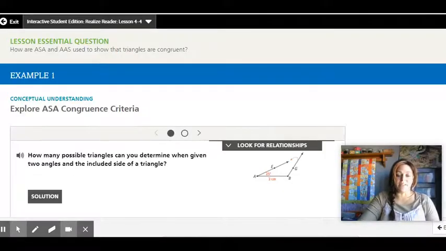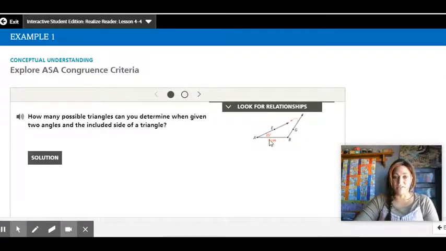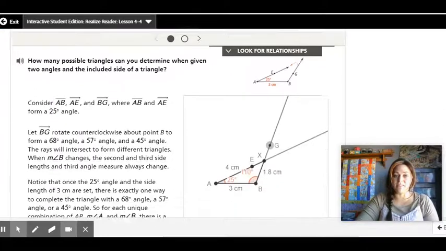Example 1. Angle, side, angle is a criteria to prove that triangles are congruent. If you look at this triangle, it gives you 25 degrees, 3 centimeters, but it says, can you determine, when given two angles and the included side of a triangle, if they would be congruent or unique? So let me show you, and I love this manipulative.